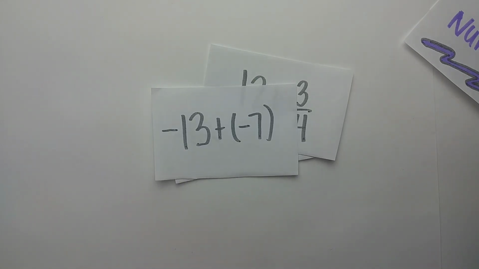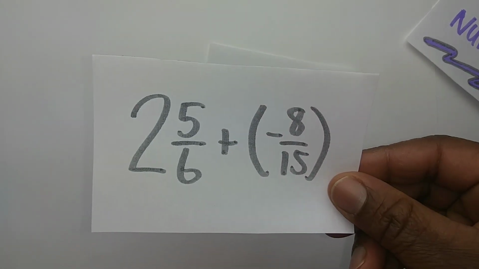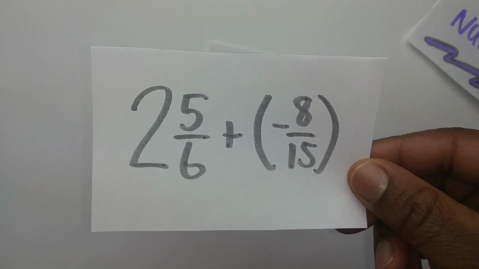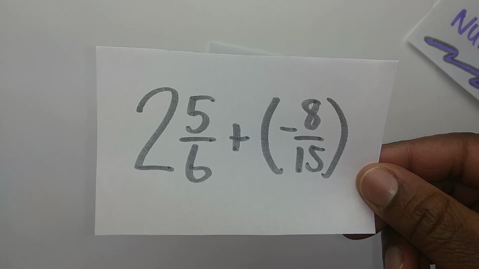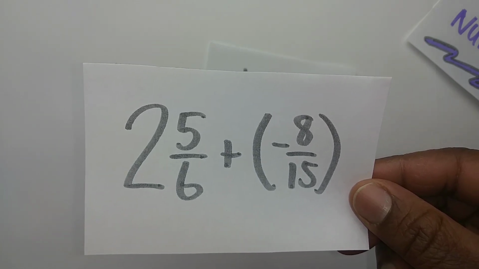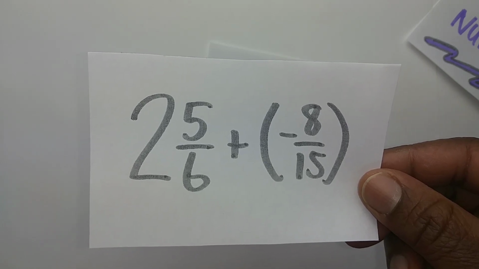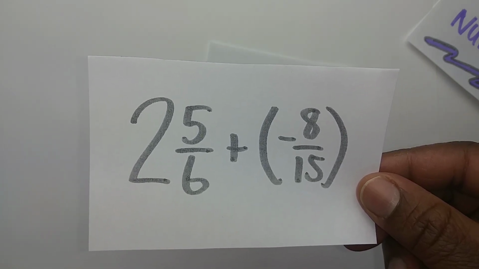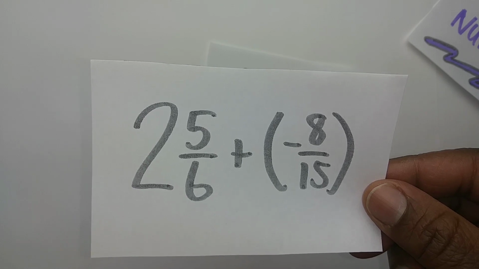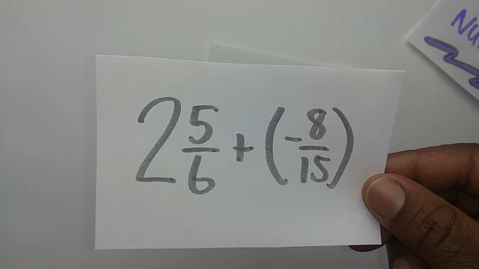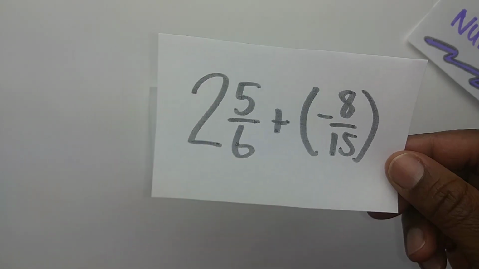What about this one right here? I'm trying to mix it up a little bit. What about this one right here? So this one, I have two fractions. Which one has the greater absolute value? 2 and 5/6 or negative 8/15? Which one is further away from zero? 2 and 5/6 is further away from zero because negative 8/15 is not even one whole. So the final answer after we subtract these two will be positive.